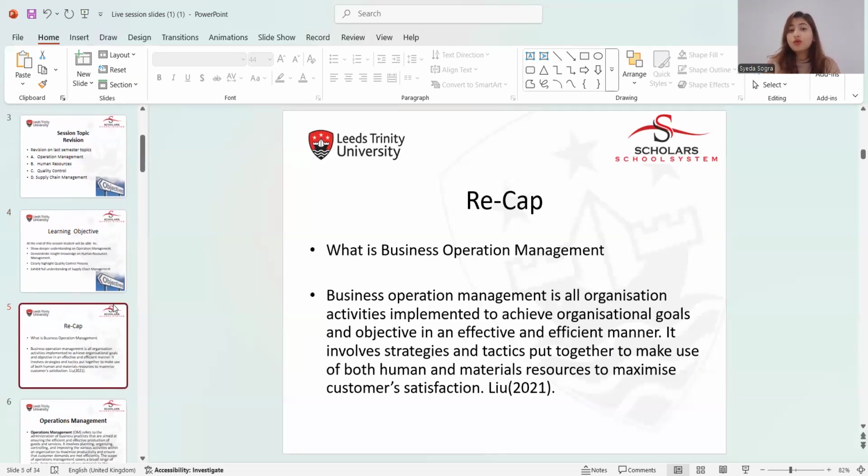So last semester, we all studied business operation management. So what is business operation management again? Business operation management is all organizational activities implemented to achieve organizational goals and objectives in an effective and efficient manner. It also involves strategies and tactics it takes to put together to make use of both human and material resources to maximize customer satisfaction, to gain more profit, to give better service.